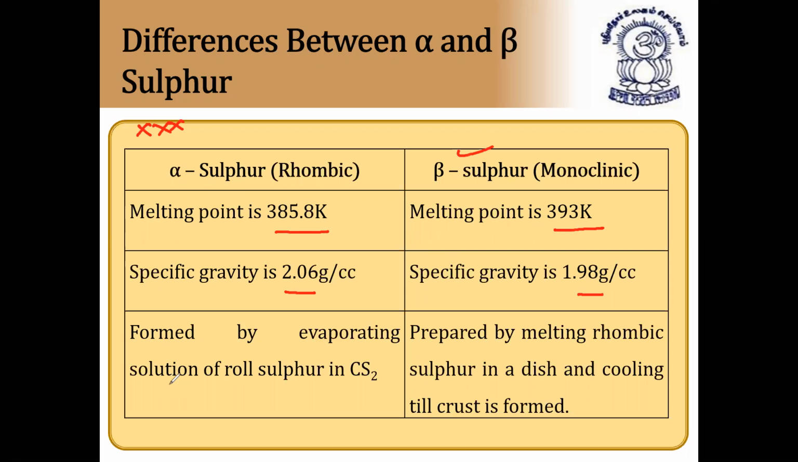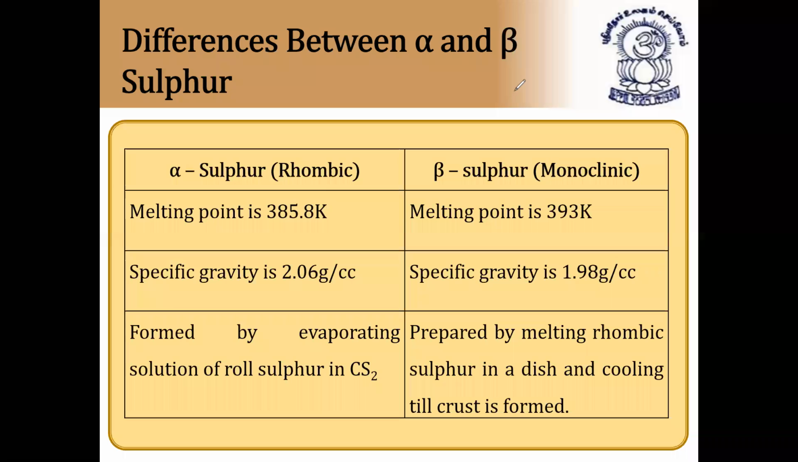Alpha sulfur is found by evaporating a solution of sulfur in carbon disulfide, whereas beta sulfur is prepared by melting rhombic sulfur in a dish and cooling till crystals are formed. So it is prepared from rhombic sulfur, alpha sulfur. If you heat alpha sulfur and cool it, then beta sulfur is formed. I hope it is clear.